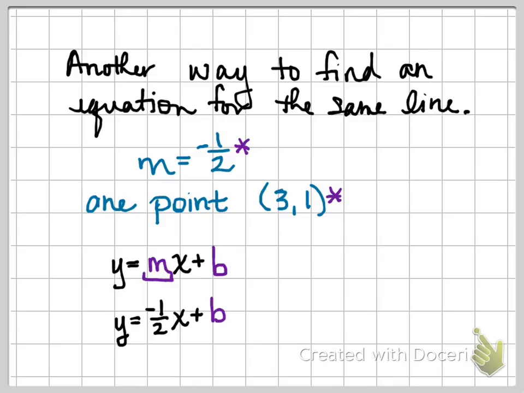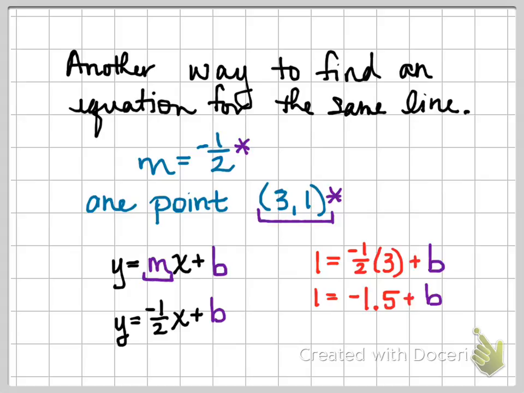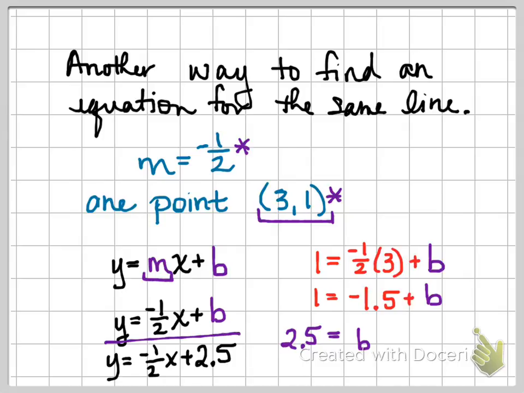Okay. So what we're going to do is recognize the fact that (3, 1) is a point on this line. So in other words, when x is 3 and y is 1, we get a true statement. So we should be able to fill in 3 for x and 1 for y, and we end up getting 1 equals -1.5 plus b. And then solving for b, we get b is 2.5, which leads us to our formula, y equals -1/2 x plus 2.5. That would be another formula.